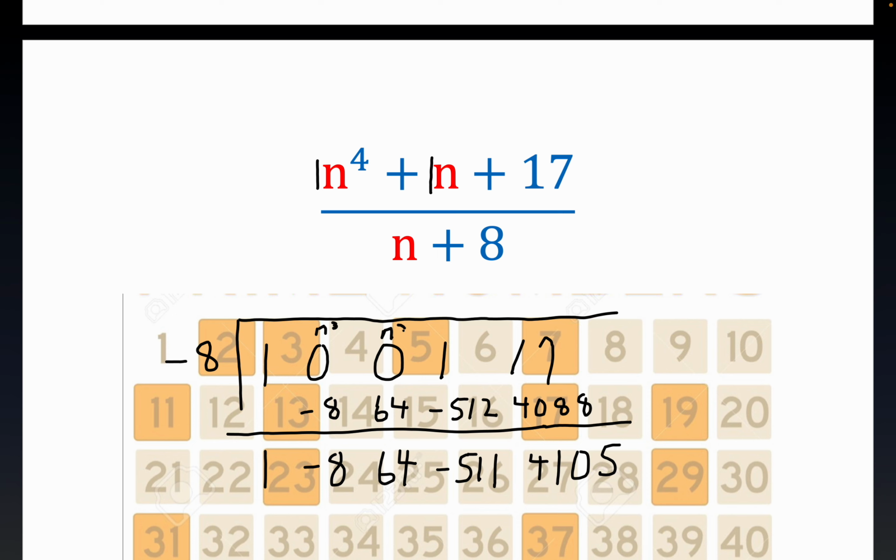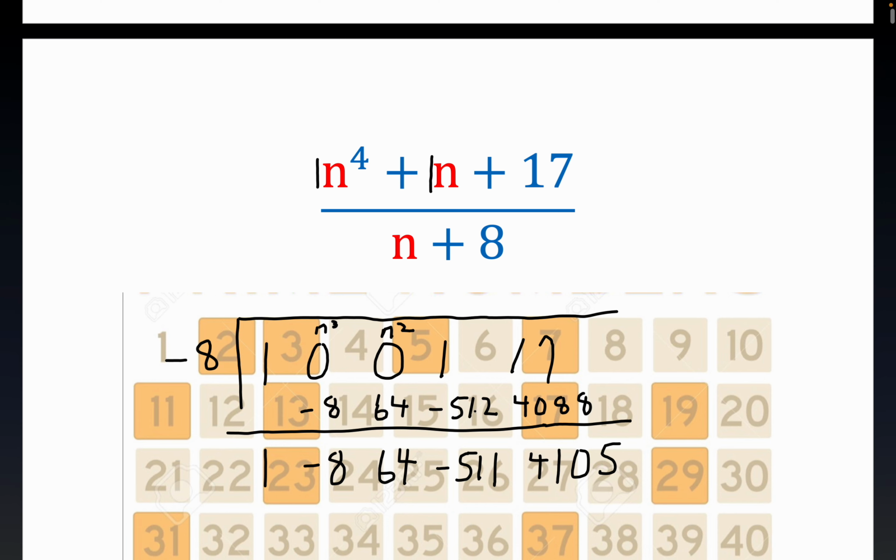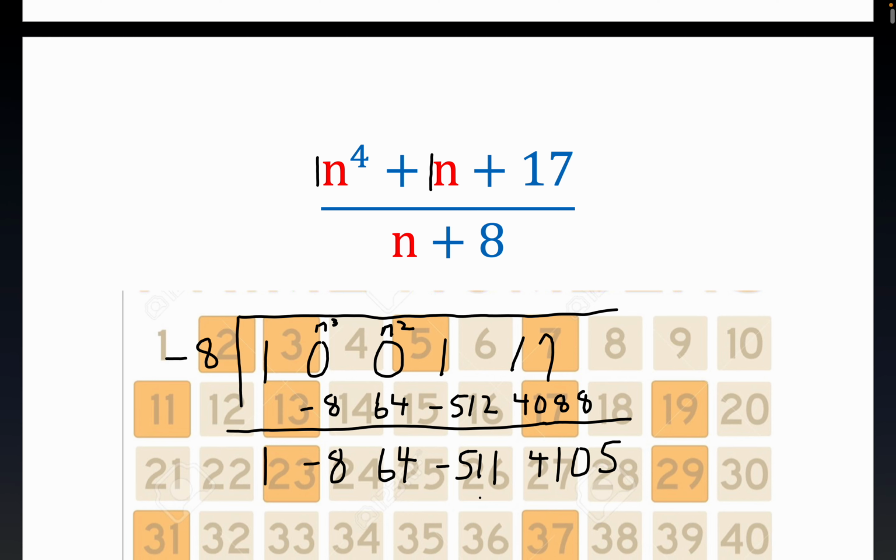Now, you got to see how the synthetic division goes. You bring this 1 down, and all you have to do is multiply. -8 times 1 gives you -8. Now, you do an add. 0 plus -8 is -8. -8 times -8 is 64. Add again. -8 times 64 is -512. Add, you get -511. -8 times -511 is 4088. Add that to 17, you get 4105. Okay, and this is our big number that we had to check.